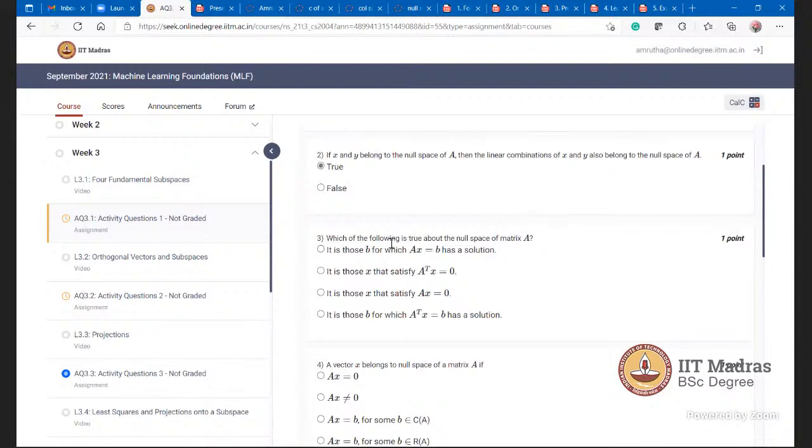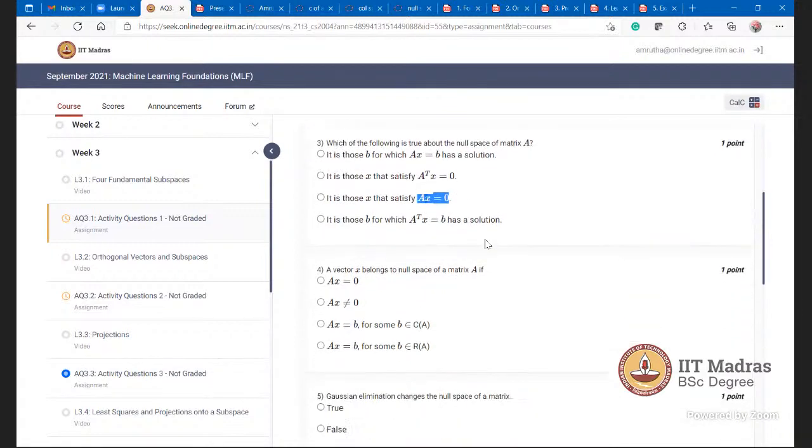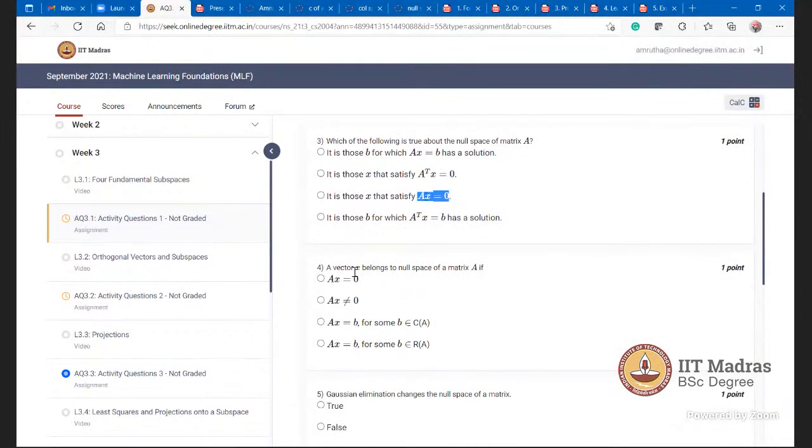For the third question, which of the following is true about the null space of matrix A? We have already seen in the lectures that in order to be a vector in the null space of A, it has to give a zero vector when multiplied by the matrix A. Therefore, the null space consists of the solutions to Ax = 0. Those vectors belong to the null space of the matrix A. So this gives the answer to the next question: a vector x belongs to the null space of a matrix A if Ax = 0.